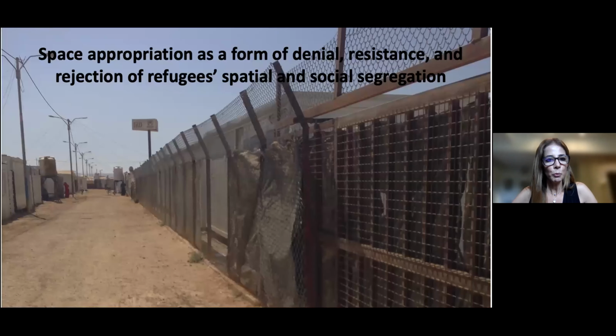Syrian refugees appropriated the space in the Zatari camp for cultural reasons and for their well-being, but it was also a form of denial, resistance, and rejection of their spatial and social segregation. Because despite the fact that the camp from the inside looked like a town, it was still an open-air prison far from cities.